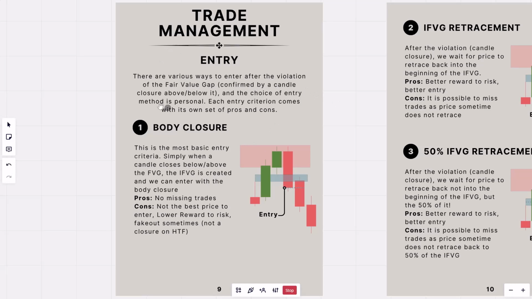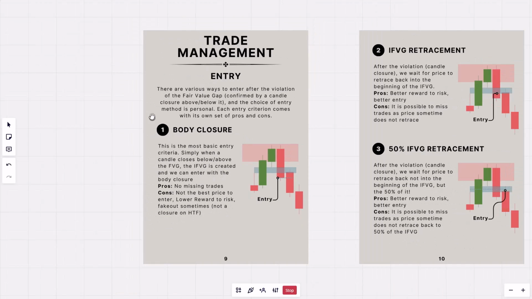When it comes to the entry, there are different ways to actually enter using inverse fair value gaps. So it could be a body closure. When we have a body closure below the bullish fair value gap, and we are actually inside of a bearish fair value gap, then we can actually enter immediately when a body candle closes below.